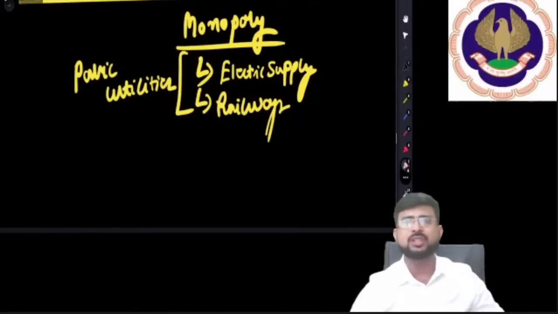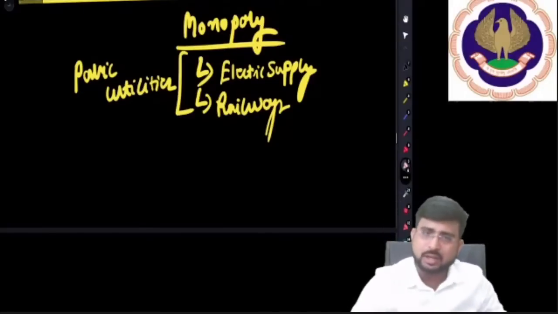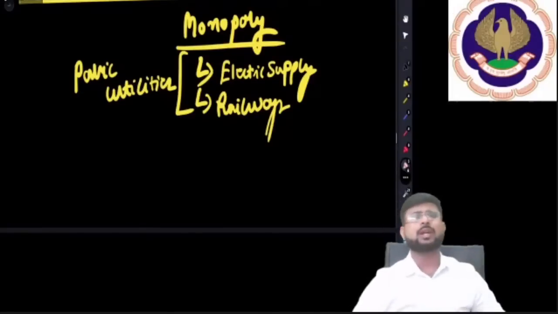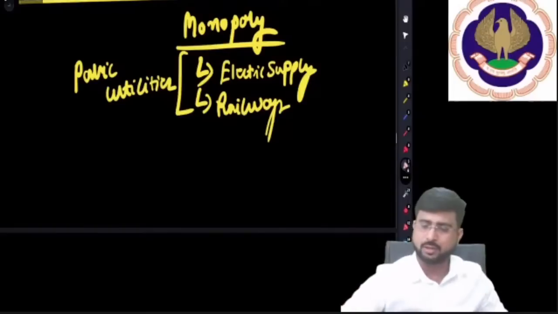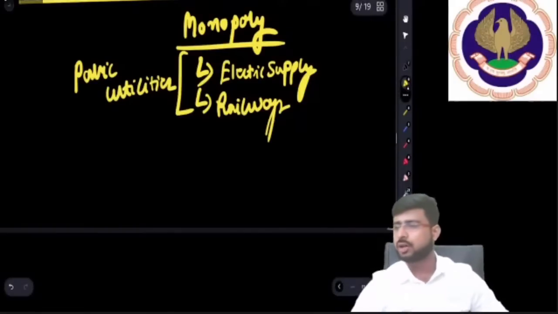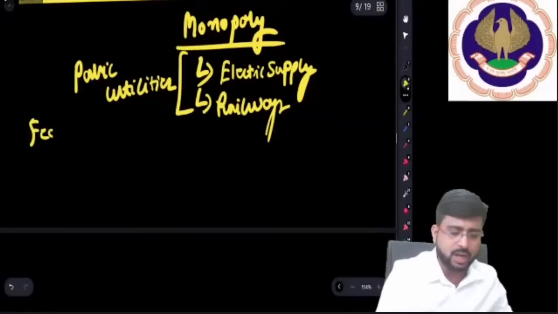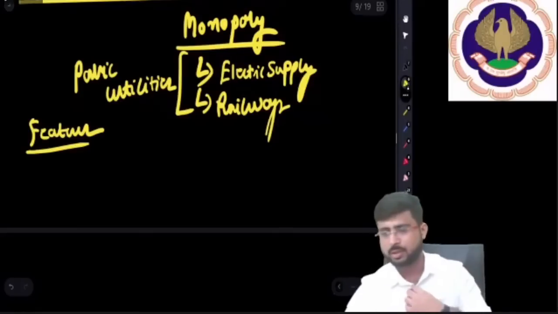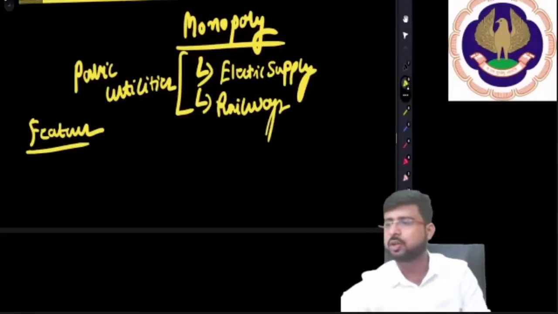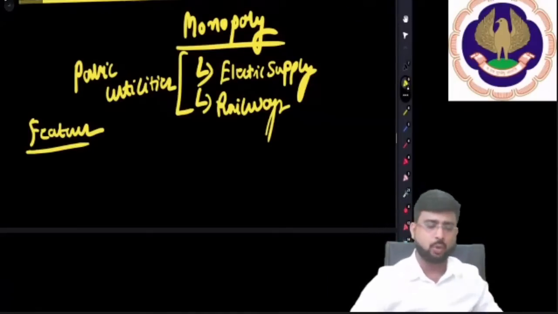Electric supply and railways are public utilities, and they are a kind of monopoly. So what are the features of a monopoly market? Let's try to understand and get into the concepts of the same. Okay, so pay attention everyone.